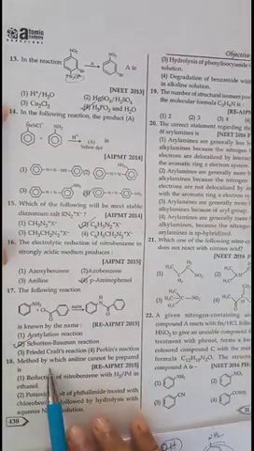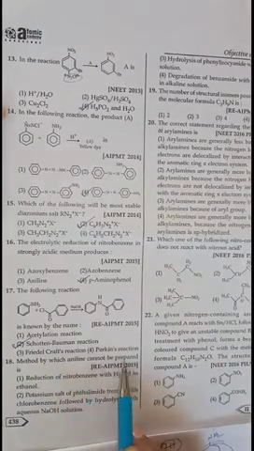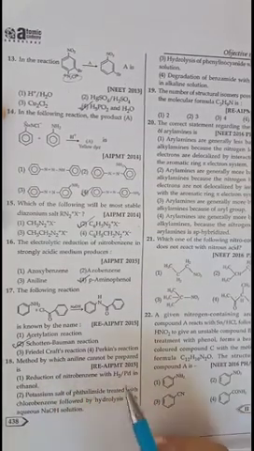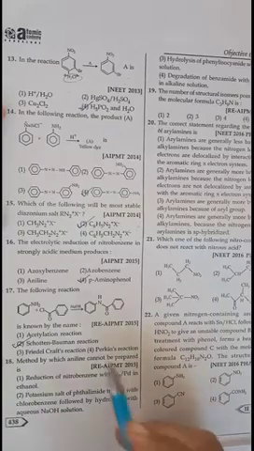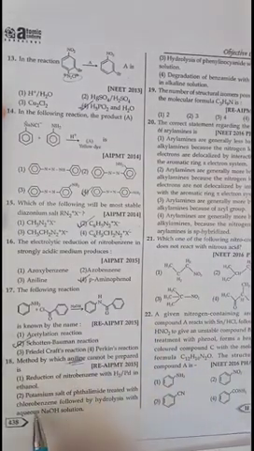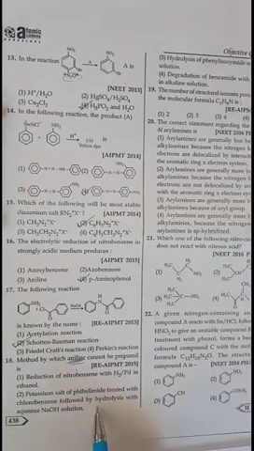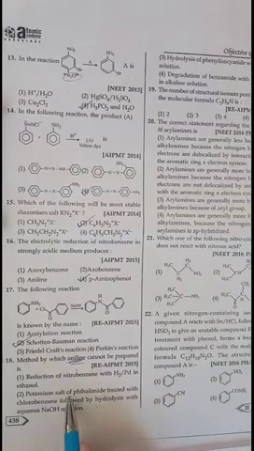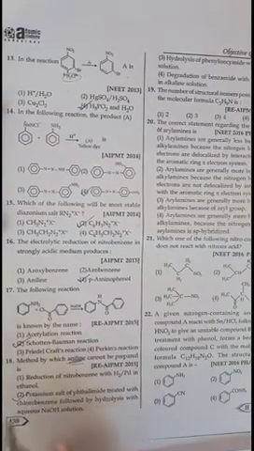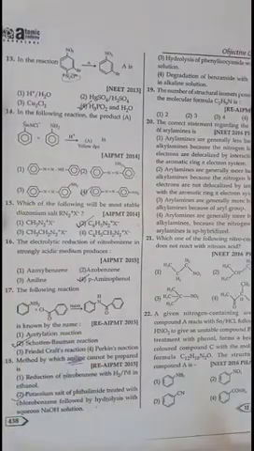Next one. The method by which aniline cannot be prepared is, in which method we cannot prepare aniline. Aniline is an aromatic amine. Such an aromatic amine cannot be prepared by the phthalimide reaction because chlorobenzene does not easily undergo reaction with phthalimide. So this phthalimide reaction is not meant for the preparation of aniline, which is nothing but an aromatic amine. Now the next bit.